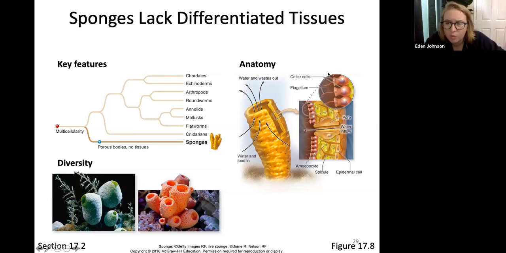Now, they have what are called collar cells, and these collar cells are going to bring water and food in, filter out nutrients, and then send water and the wastes out. So basically, guys, that's all that it's really doing. You've got these porous bodies that are, through these collar cells, bringing in water and nutrients, filtering the water out, and then keeping those nutrients.